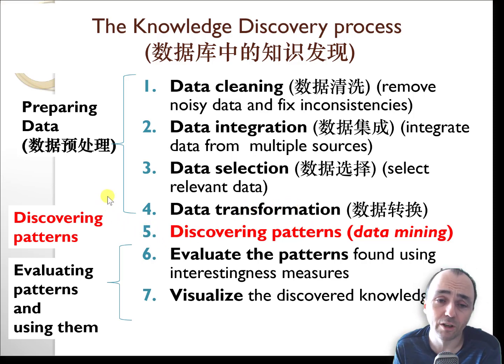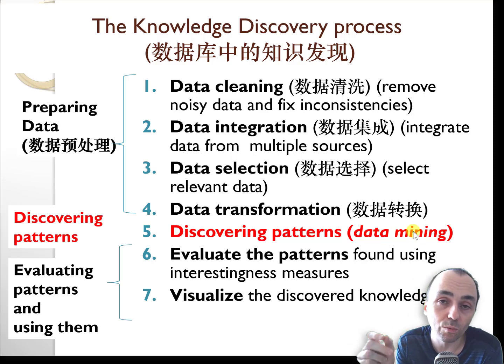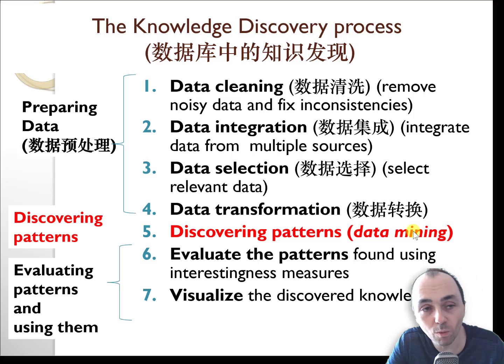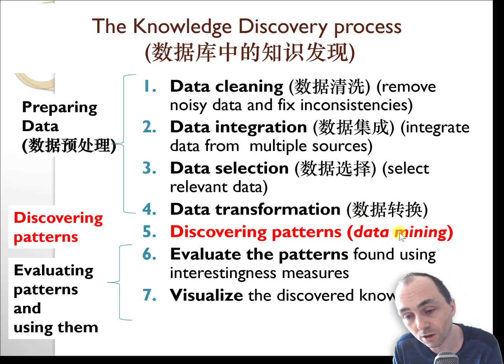And then step five, after you finish preparing all your data, is to discover the patterns in your data, what we call data mining. So here you choose some algorithm, you apply it to your data, and the algorithm will reveal some patterns in your data. Maybe, let's say you look at shopping data, you find many people like to buy wine every week, or many people like to buy wine with bread, and so on. Okay, so you discover some patterns using the data mining algorithm. So this is the step we call data mining.